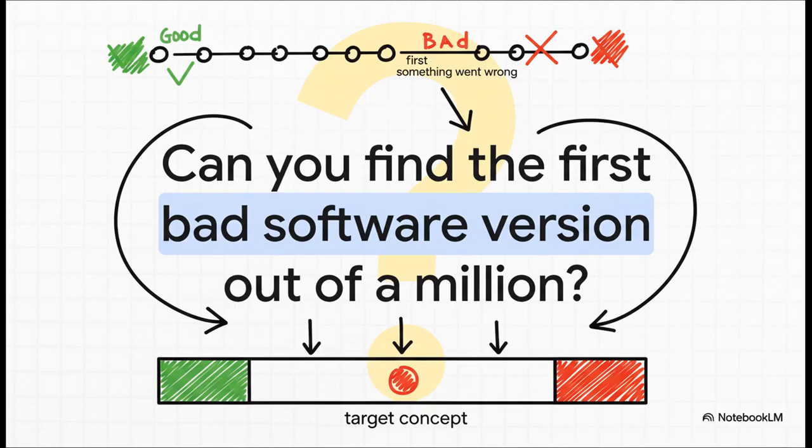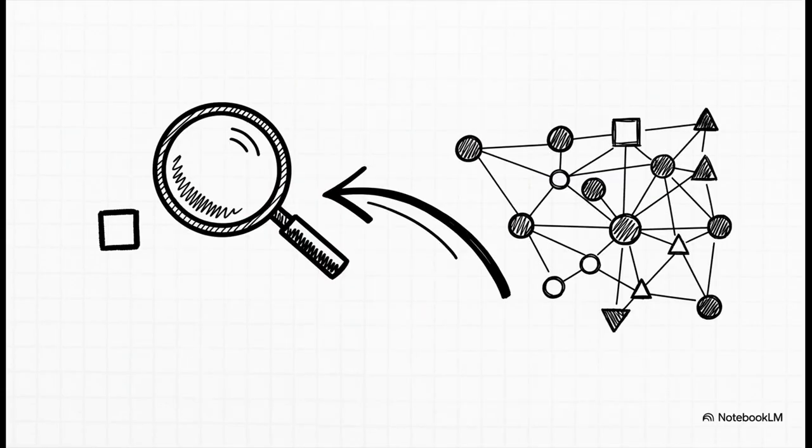So, you know the basics, right? Find a number in a sorted list. Easy. But what about finding the first bad software version out of a million deployments? See, your standard textbook binary search kind of falls apart there. The target isn't some number you're looking for, it's a concept. It's that first moment something went wrong. And this, right here, is where most people get stuck. But it's also where binary search gets really interesting and powerful. And that's exactly what we're going to do today.